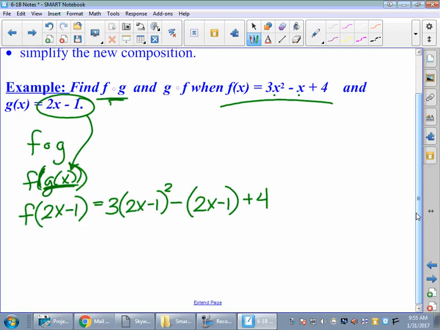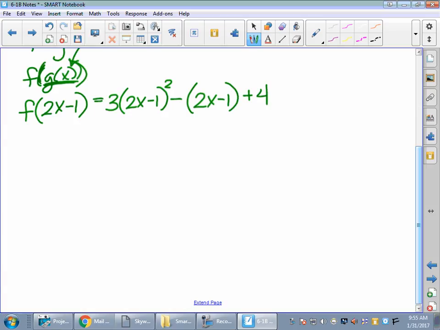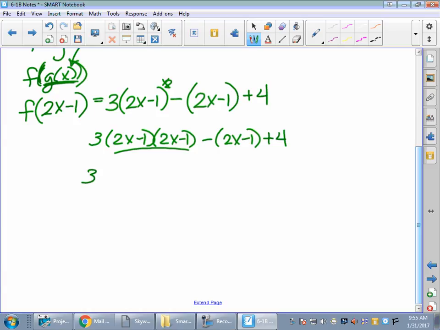Now all it requires is some cleaning up. So I need to square this 2x minus 1. I'm just going to write that down because squaring just means to multiply by itself. So I have those two quantities. And then I'll eventually have to distribute a negative through that second quantity. So by rewriting it this way, I took care of the squared. That's what squared means. I got to leave the 3 on the outside because I need to square this before I can multiply by 3.